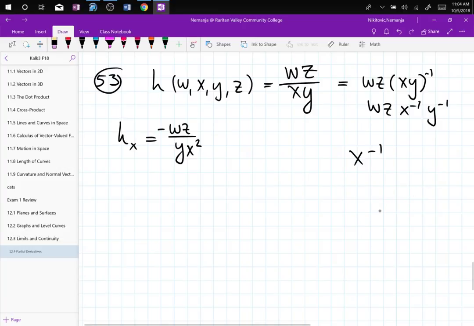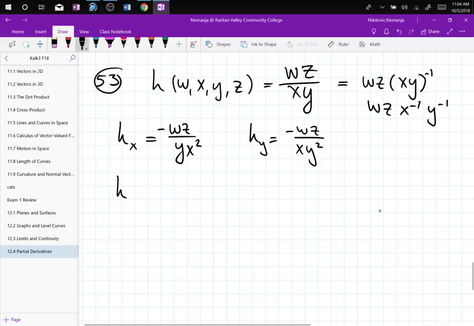So no need for quotient rule. We rewrite it. Now, partial derivative in y. Well, if you look, x and y are symmetric. So immediately the answer is negative wz. This is not fully symmetric. But if you look at the pairing between w and z, it's symmetric, and the pair x and y is symmetric.